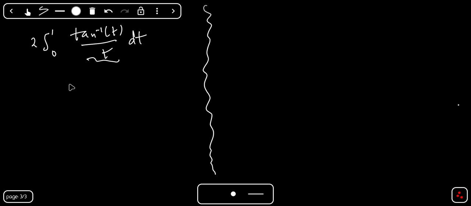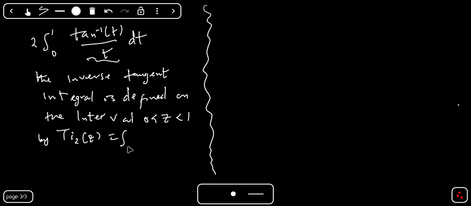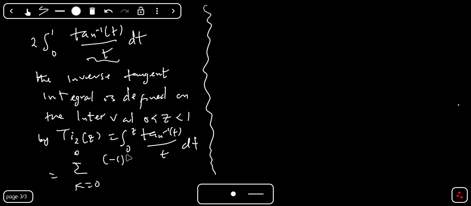We define the inverse tangent integral as follows. The inverse tangent integral is defined on the interval 0 less than z less than 1. So we have Ti2 of z equals the integral from 0 to z of arctan of t over t dt, which is also equal to the summation from k equals 0 to infinity of minus 1 raised to the power of k multiplied by z raised to the power of 2k plus 1, all over 2k plus 1 raised to the power of 2.